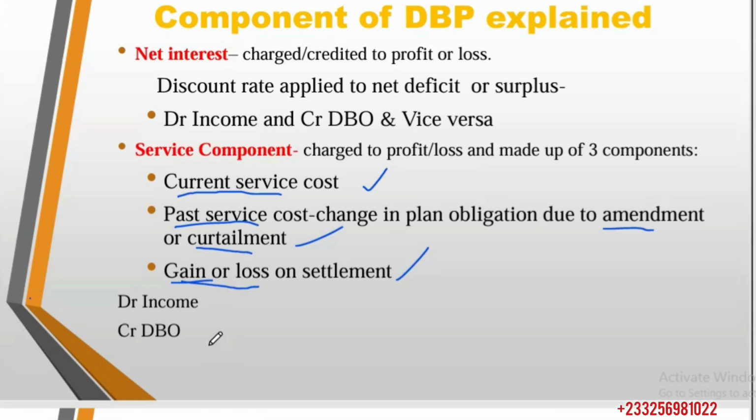Obligation has a credit balance, right? So we have to credit the defined benefit obligation. We have to credit it to increase it. We have to debit the P&L. This debit income here is a debit to what? P&L. That's with the current service cost and then the past service cost.